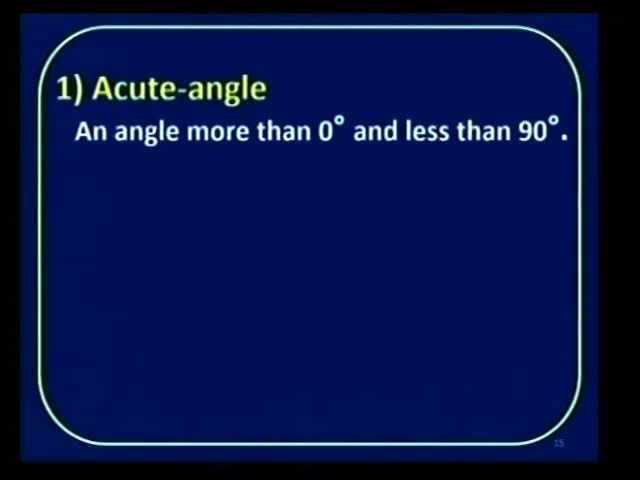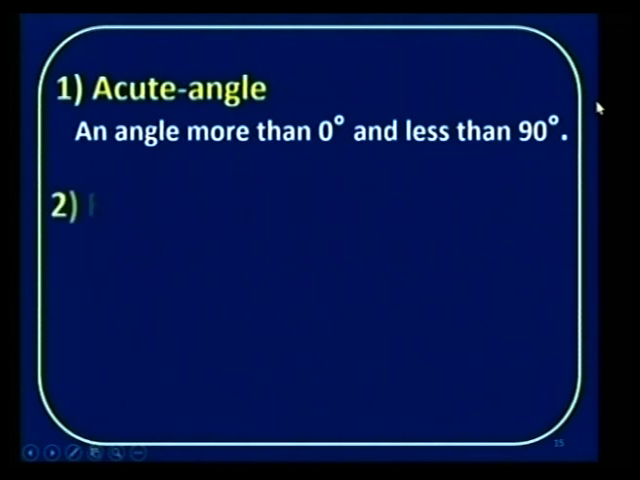Okay, now acute angle. An angle more than 0 degrees and less than 90 degrees is called an acute angle. Children, can we take 30 degrees as an acute angle? Yes, because it is between 0 and 90. Can we take 80 as an acute angle? Yes, because it is between 0 and 90. Can we take 100 as an acute angle? No. Why? Because it is more than 90.